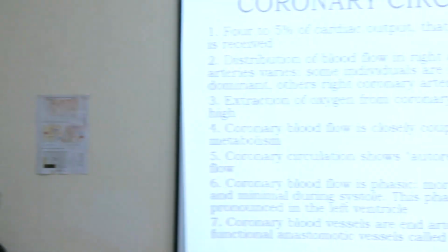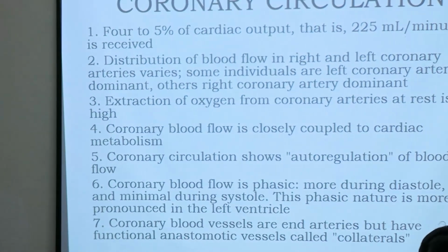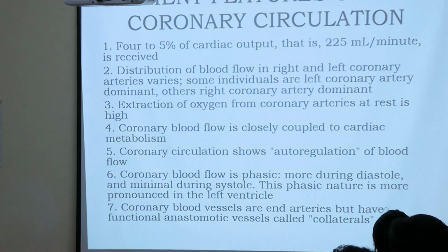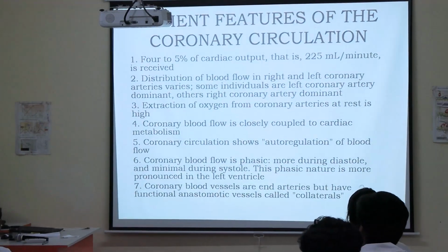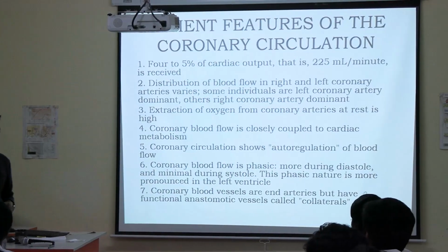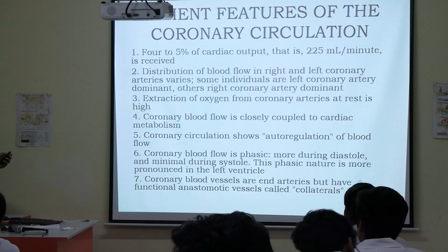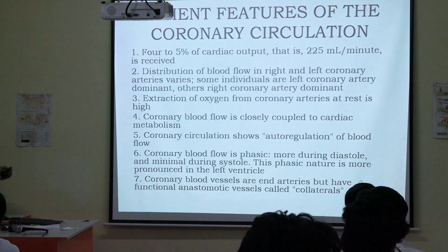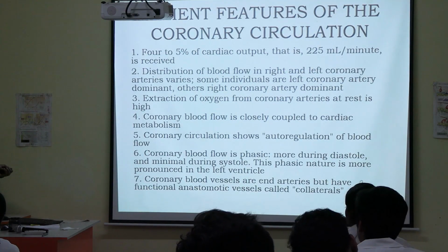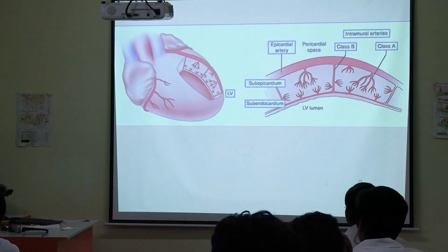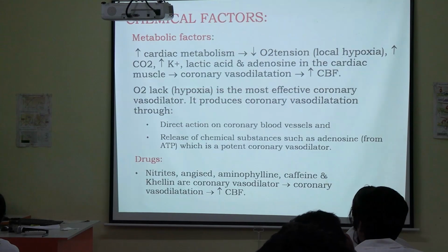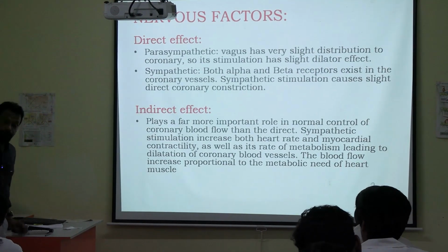Coronary blood flow is phasic. It has already been discussed. And coronary blood vessels are end arteries. It has also been told. They might have collaterals. These collaterals are normally not present, and they become existent during emergency. So that's all for today.